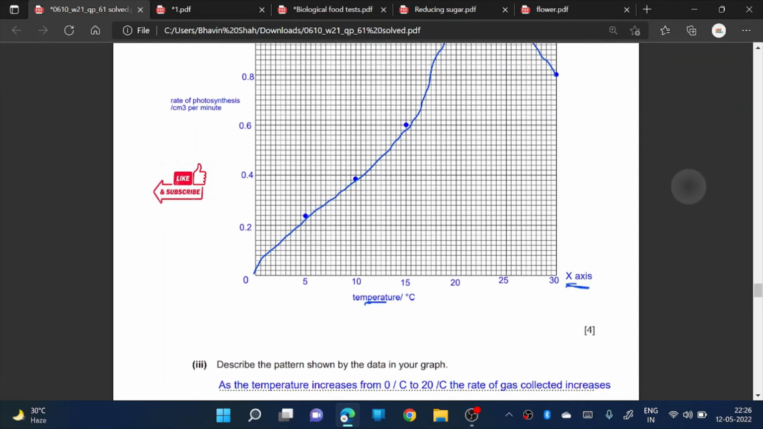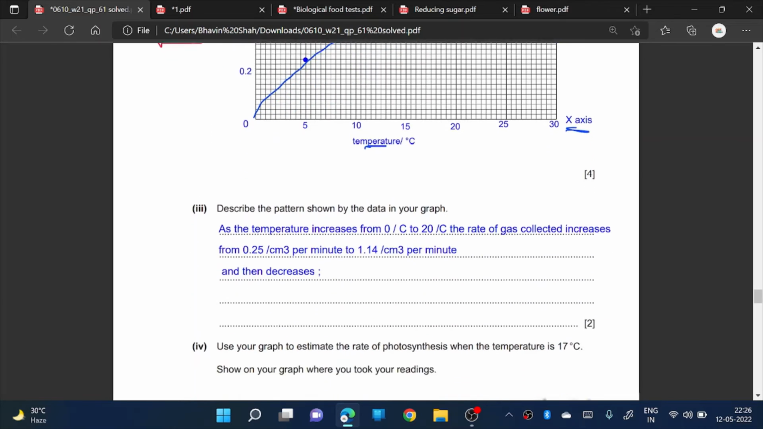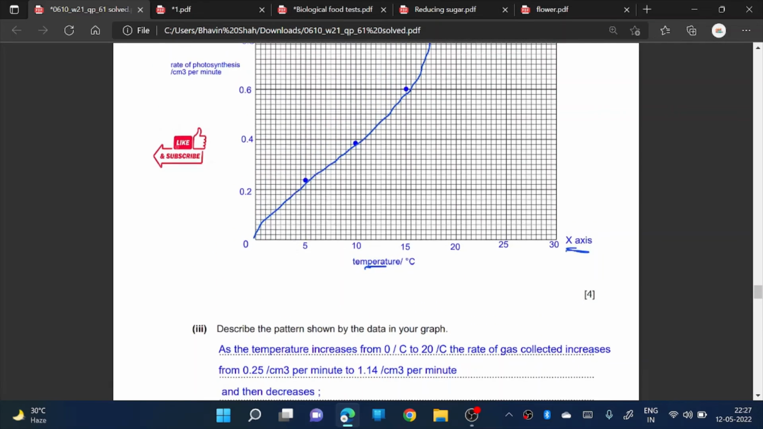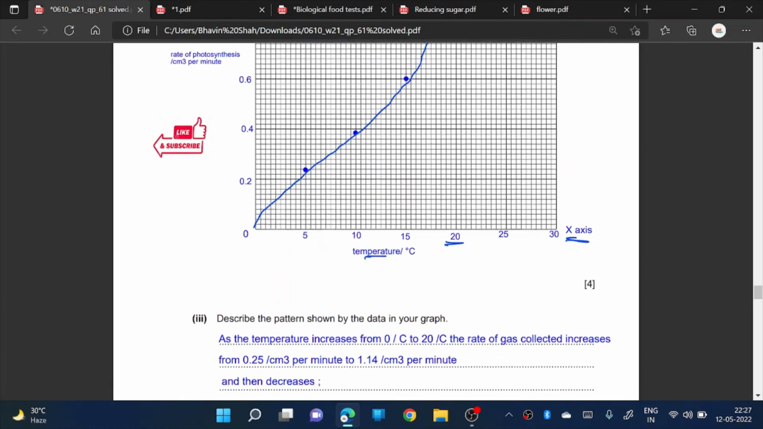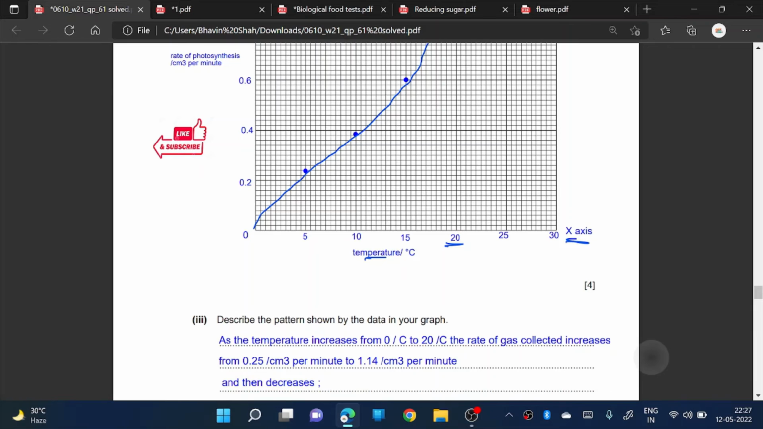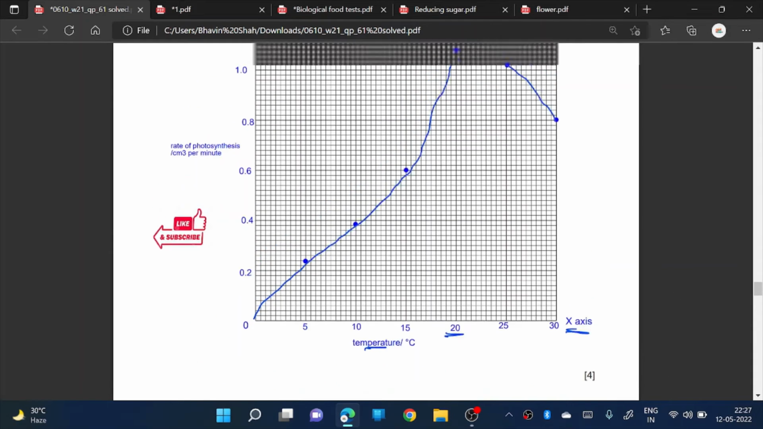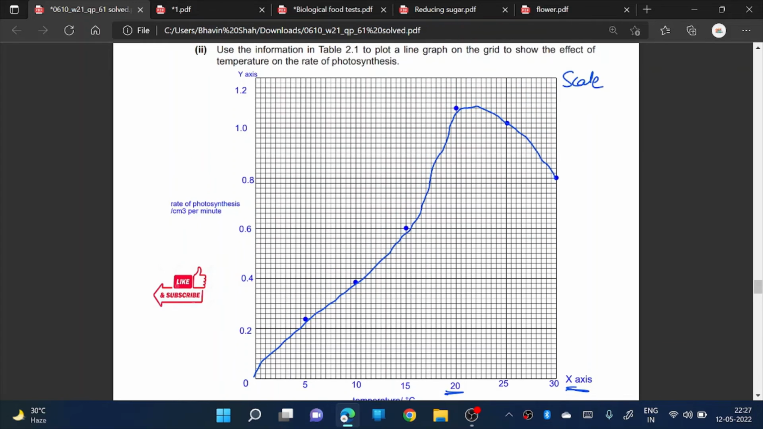So again, this diagram, this graph is for 4 marks. Describe the pattern shown by the data in the graph. So as the temperature increases from 0 to 20, we can see 20 here. The rate of gas collected increases from 0.25 that you can see here to 1.14 as you can move ahead here.